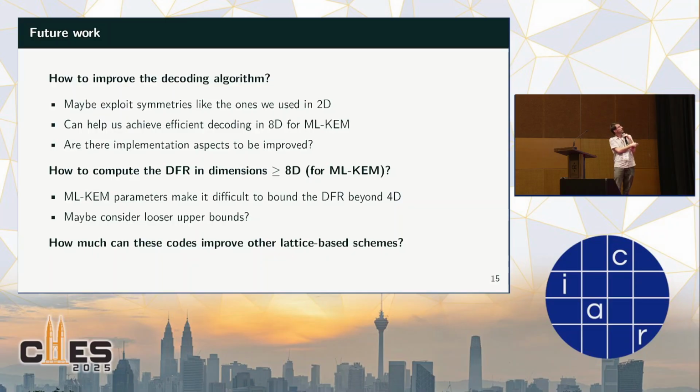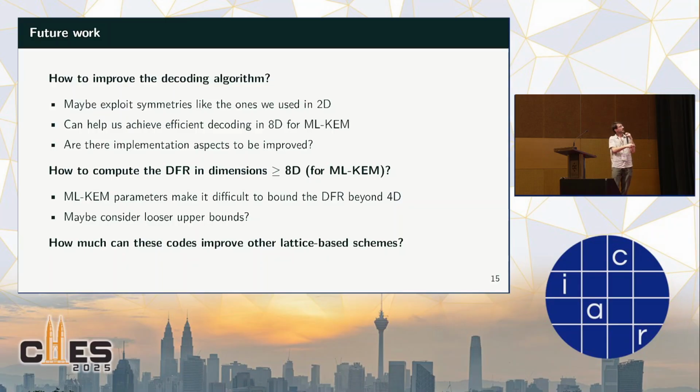And the other part is on the analysis of the DFR. The question is how to compute the DFR in dimensions larger than 8D for ML-KEM or other schemes. ML-KEM parameters make it difficult to bound the DFR beyond 4D, but there might be some other schemes where we can actually compute the 8-dimensional distribution. It is something particular to Kyber or to ML-KEM that has lots of parameters or lots of margin that makes the DFR estimation very complicated. And maybe we can consider looser upper bounds or even symmetries to make this analysis work.